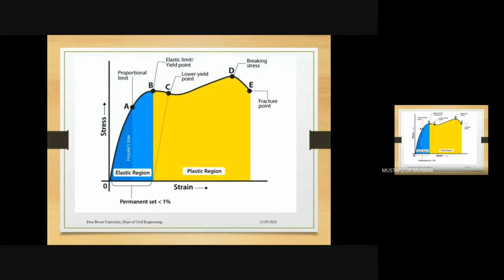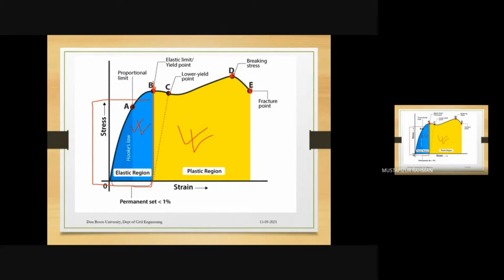Now, again, this is the proportional limit, this is the elastic limit, or the yield point, upper yield point, and we have a lower yield point. Here is a maximum, okay? And then we have this E point where fracture occurs. And this is called the elastic region. Why? Because within this region, if we remove the load, the element will go back to its original position, and in this region it will not go back to its original position.